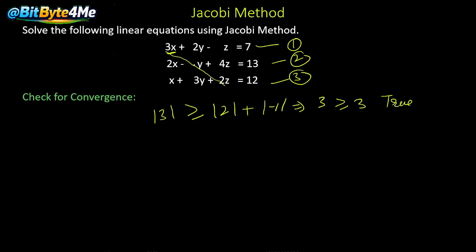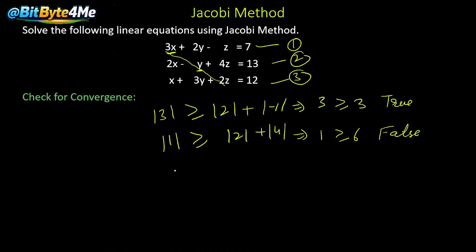For the second, we will check this coefficient: |1|, the diagonal element, should be greater than |2| plus |4|. So that is 1 is greater than or equal to 4 plus 2, 6, which is false. So the second equation is not good for convergence.